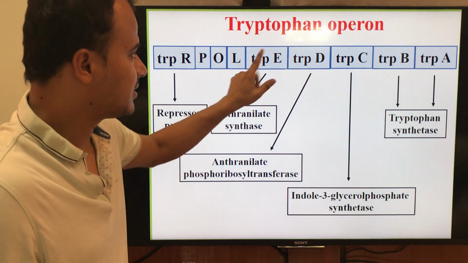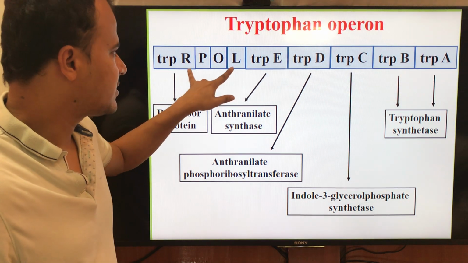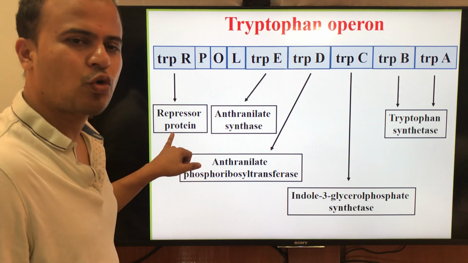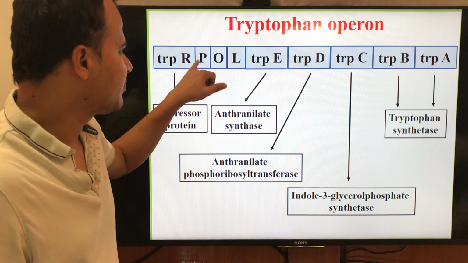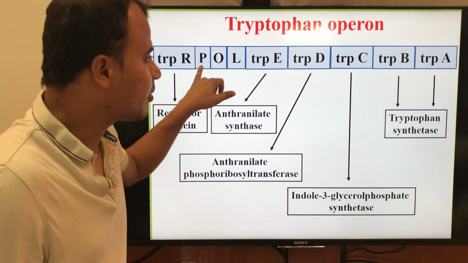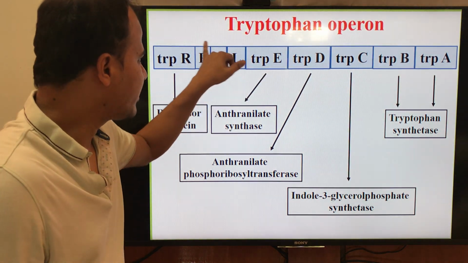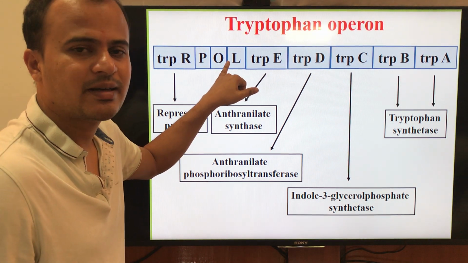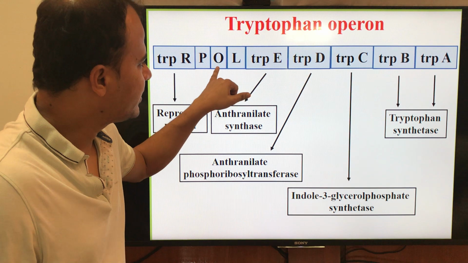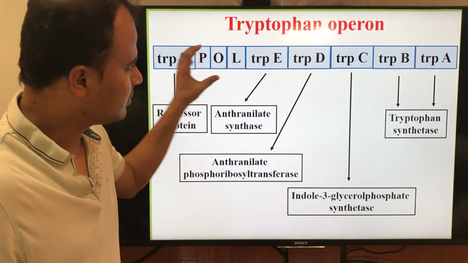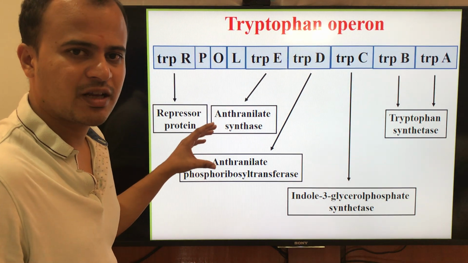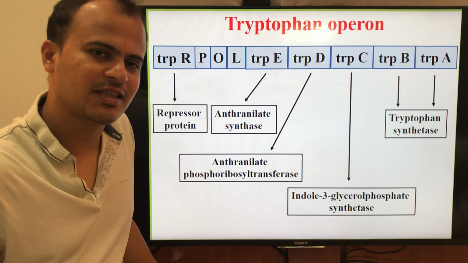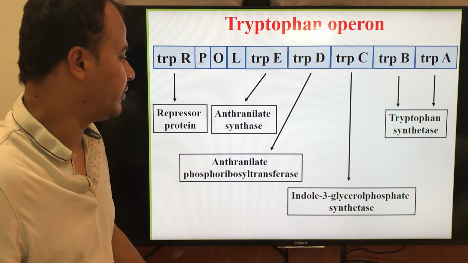Apart from this, it also contains the regulatory region, which has the trpR gene that codes for a protein called the repressor protein. There is a promoter. The promoter is essential for these genes to be recognized by the RNA polymerase. The operator decides whether the operon should be operational or not. Then the leader. I am going to discuss the leader sequence in detail in this video.